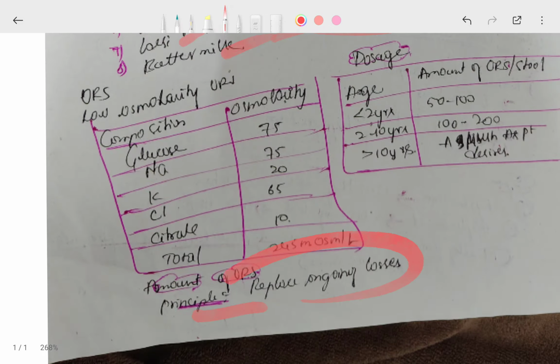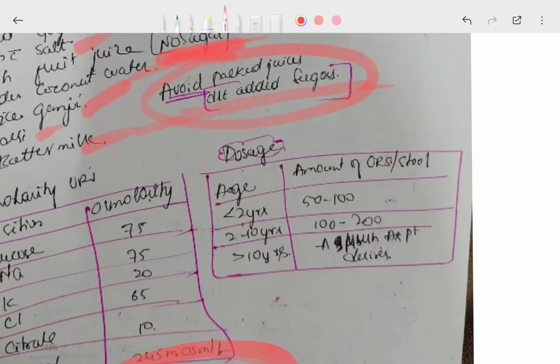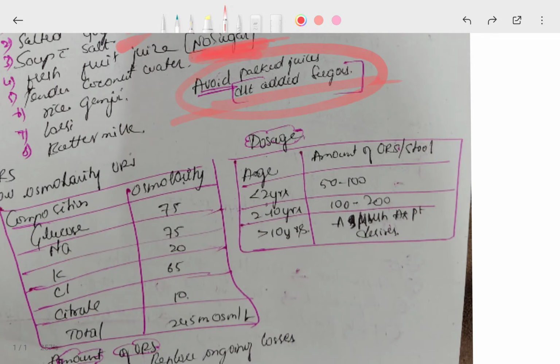Then coming to the amount of ORS you should give. Principle: you have to replace ongoing losses. Dose varies according to the age: if they are less than 2 years, 2 to 10 years, or more than 10 years. If they are less than 2 years, for each stool you can give 50 to 100 ml.